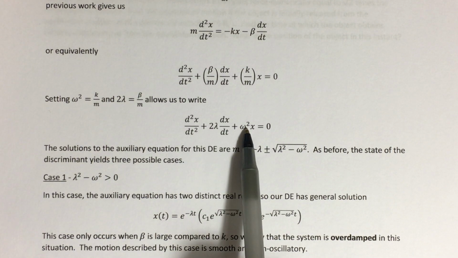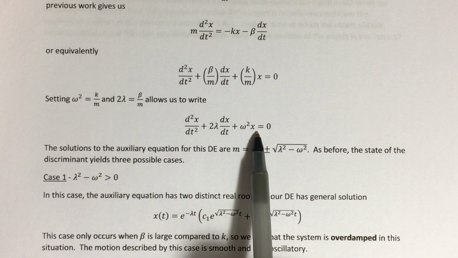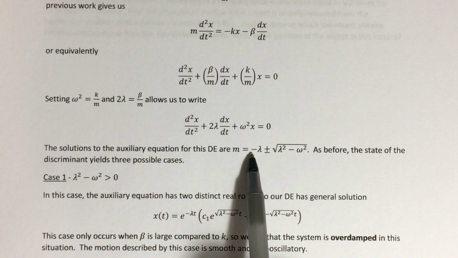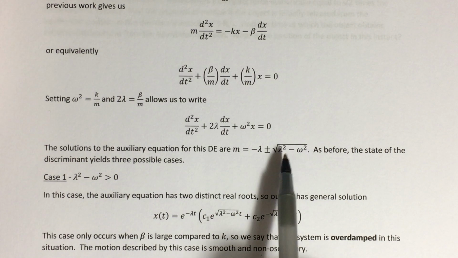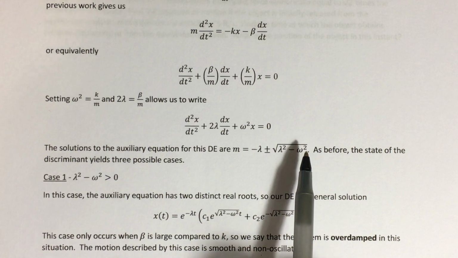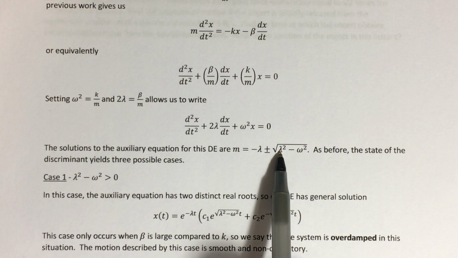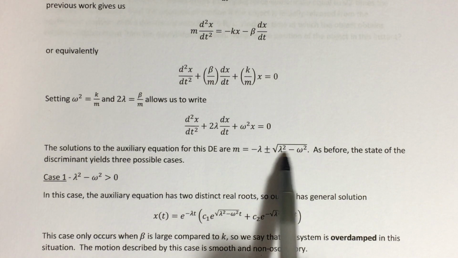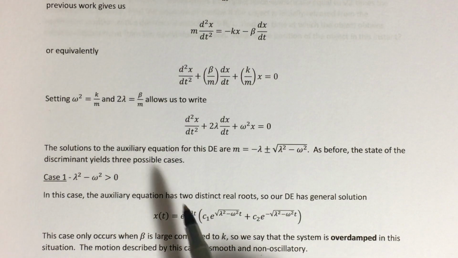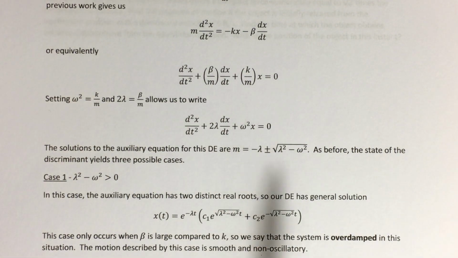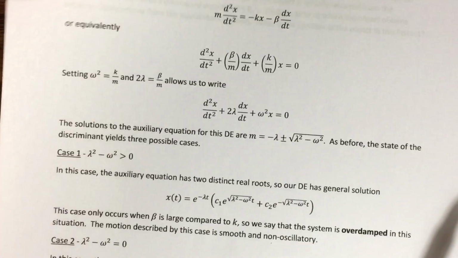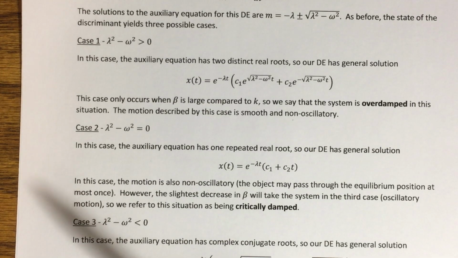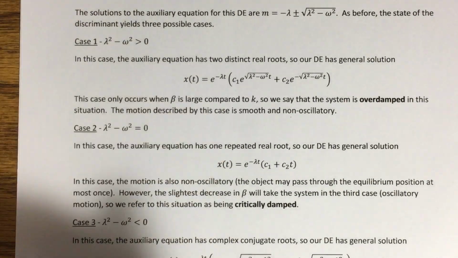Take your auxiliary equation for this and run it through the quadratic formula, and your solutions come out like this: negative lambda plus or minus the square root of lambda squared minus omega squared. And remember that lambda squared minus omega squared there is your discriminant. Whether that's positive, negative, or 0 is what determines our three cases. And since we spent a lot of time deriving those exact same three cases back in 4.3, we don't need to go through big derivations anymore.